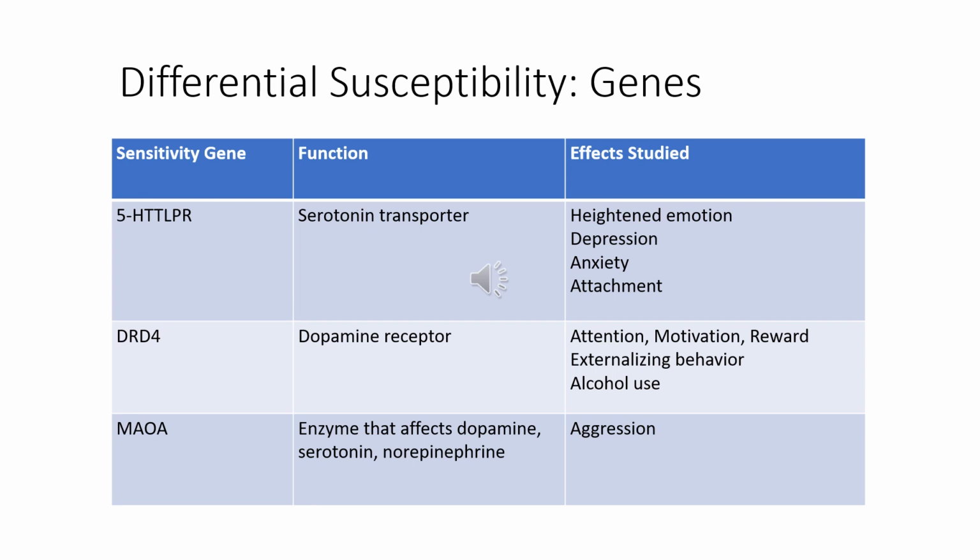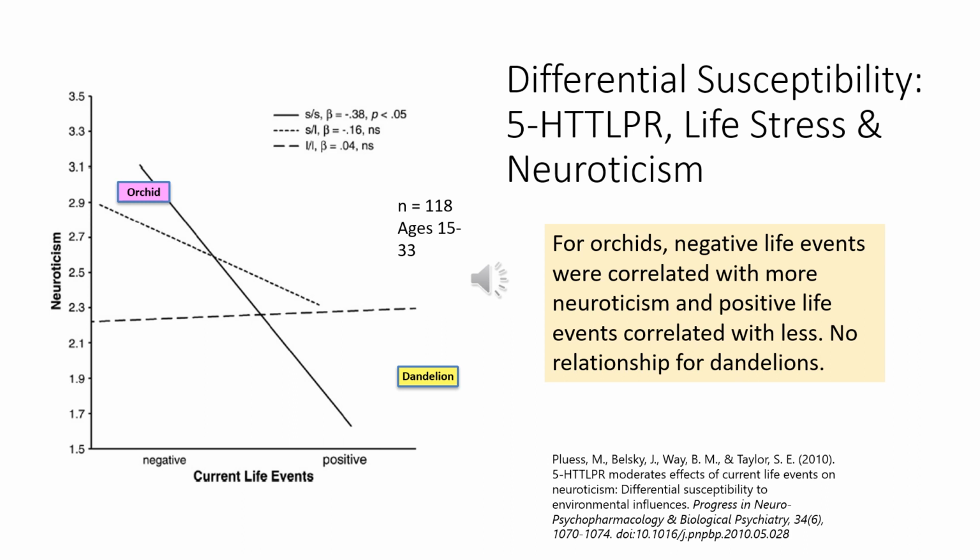DRD4 is a dopamine receptor gene. It's associated with attention, motivation, reward, some of those executive functions that we're going to talk about, as well as externalizing behavior, which is like acting out, getting into trouble, and substance use. And MAOA is an enzyme that affects dopamine, serotonin, and norepinephrine, and it's more associated with aggression.